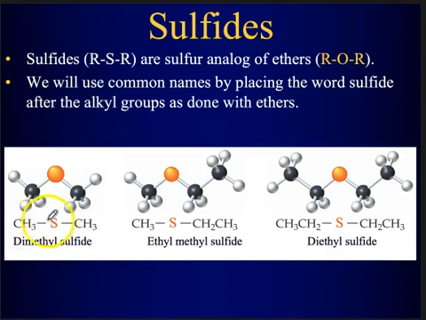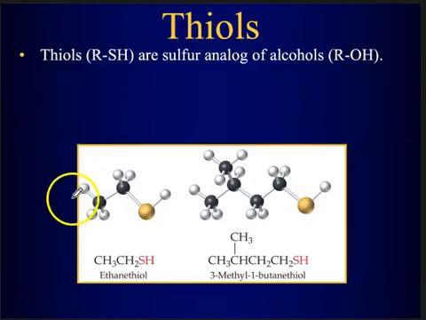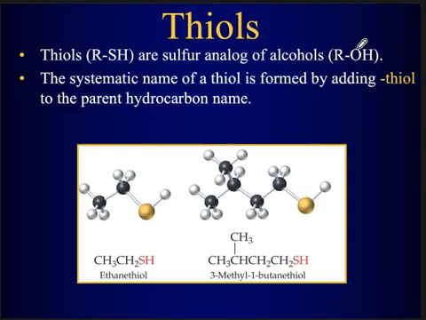So instead of having a dimethyl ether, we're going to put it as a dimethyl sulfide, or an ethyl methyl sulfide. So we're naming these the exact same way, just changing the word from ether to sulfide, since I've got a sulfur compound in there. We'll notice that just like our ethers and our sulfides, we can replace a sulfur with an oxygen in most of our compounds, because they're going to react very similarly.